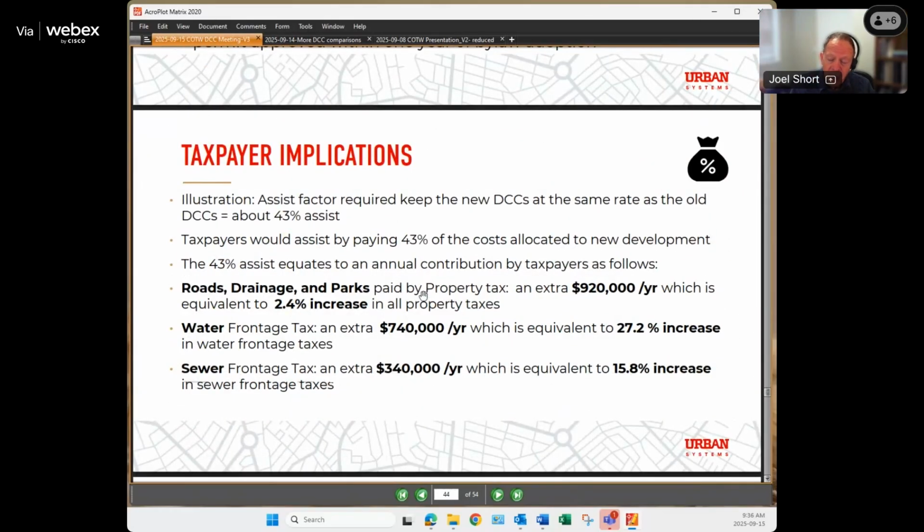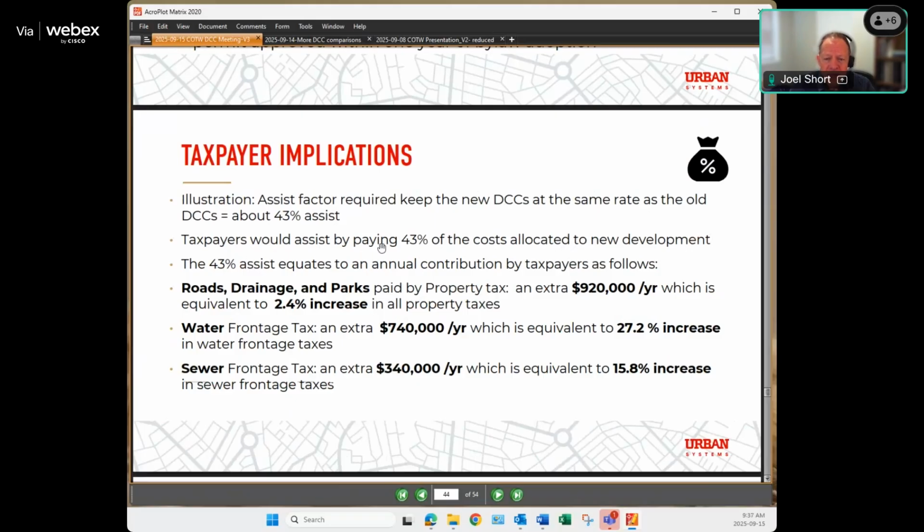And then this question, which you already brought up, was what about the taxpayer implications? So we thought, okay, what would the assist factor be required to keep the new DCCs the same as the old DCCs? So what sort of assistance would taxpayers be providing to keep the DCC rates from going up? And that's about a 43% assist.